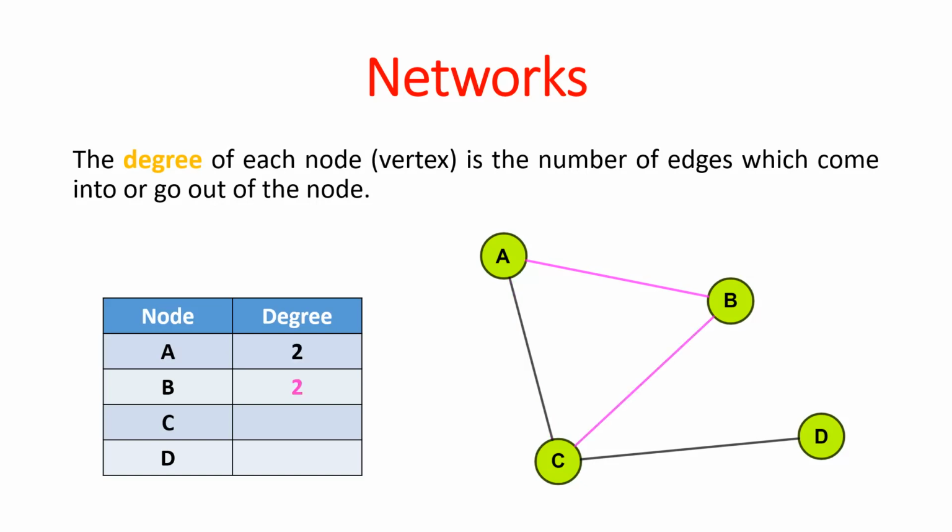Node B also has 2 edges coming into B or going out of B. So it has a degree of 2. Node C has 3 edges that come into C or go out of C. So it has a degree of 3. And node D only has 1 edge leaving D or coming into D. So it has a degree of 1.